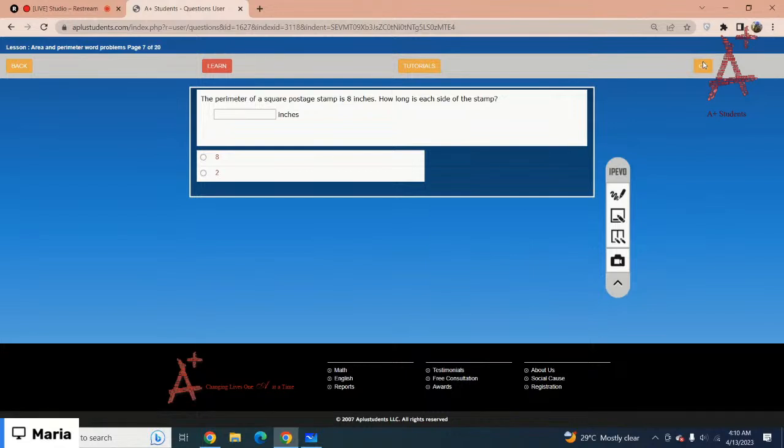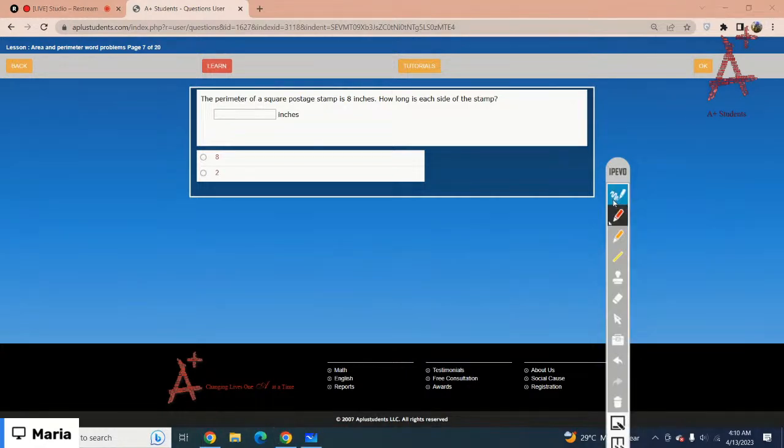The perimeter of a square stamp is 8 centimeters. How long is each side of the stamp? You are given the perimeter. Got it? Perimeter is the sum of all the 4 sides. And again, it's a square. So you can see the options. 2 is the correct one, because 2 plus 2 plus 2 plus 2 makes 8. So the correct option is 2. Got it? Okay.